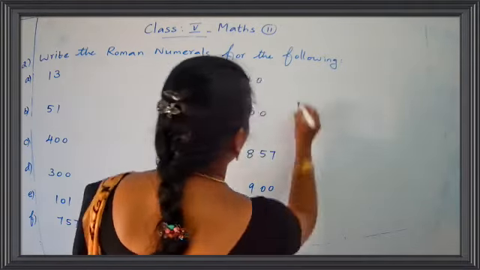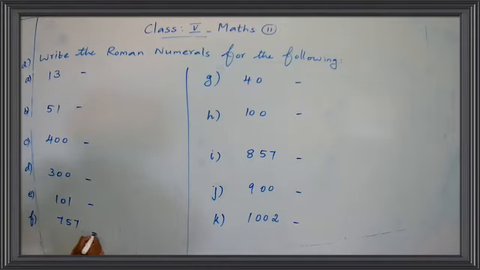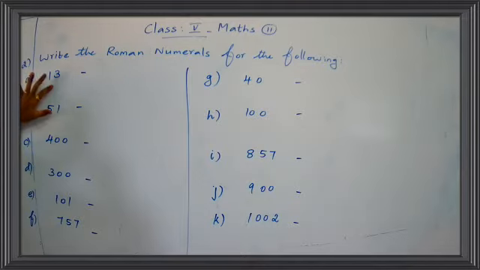Okay, children, all of you look at the board. You see the question. Write the Roman numerals for the following. So here Hindu Arabic numbers are given. We have to write the Roman numerals. Now what is given? A part. That is A question. 13. How will you write 13 in Roman numerals?